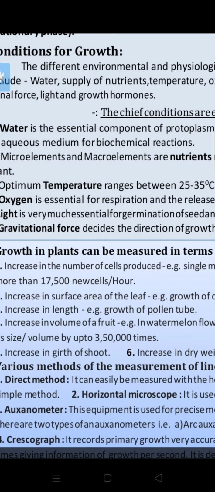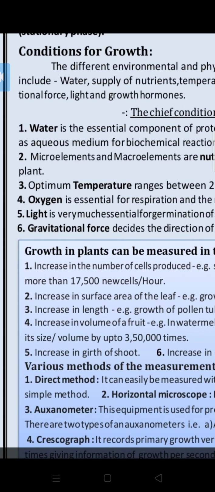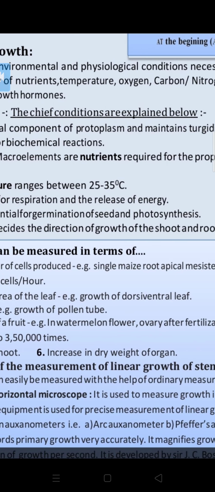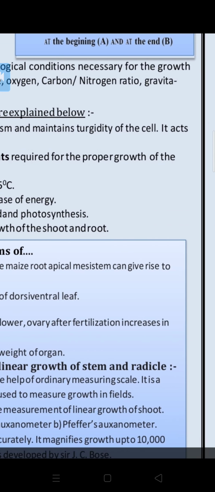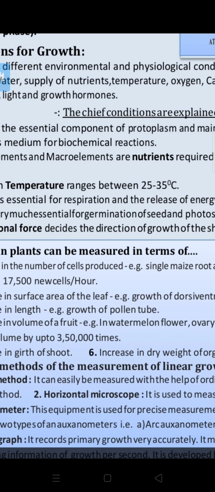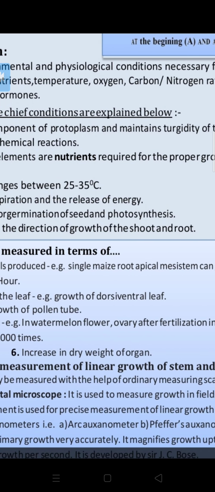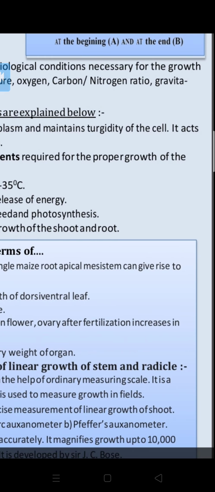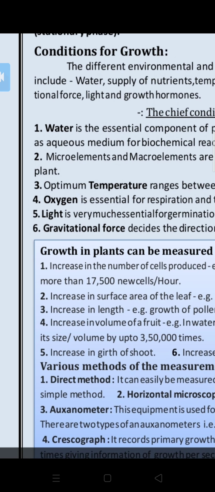Yesterday, we completed our topic, phases of growth. Today, we are going to start another topic, that is conditions for growth. So, now we will start. The different environmental and physiological conditions necessary for growth include water, supply of nutrients, temperature, oxygen, carbon nitrogen ratio, that is CN ratio, gravitational force, light, and growth hormones.